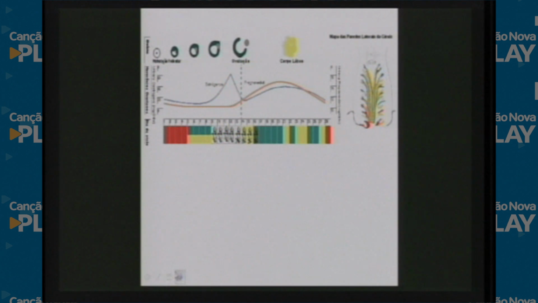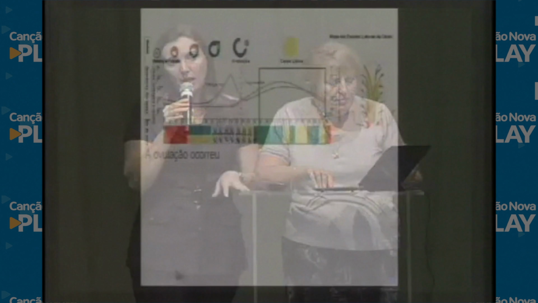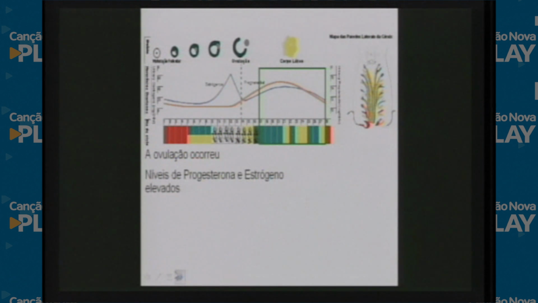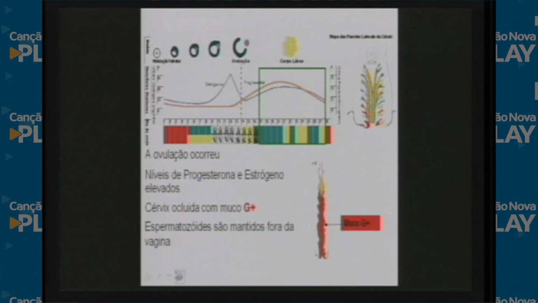So once ovulation has occurred, the progesterone and estrogen levels rise again, high. The cervix is fully blocked up by mucus. The sperm are kept out in the vagina, and the woman and the couple is infertile. So pregnancy cannot occur.